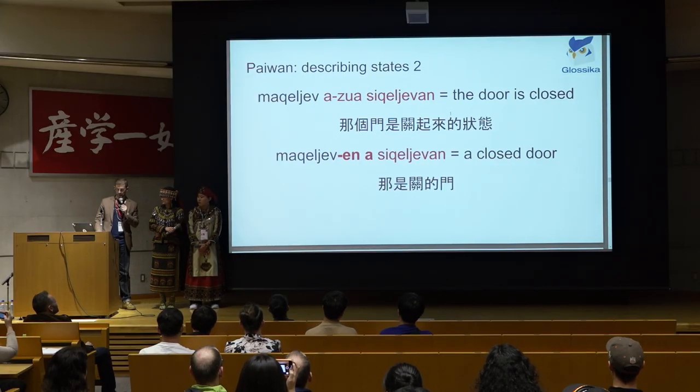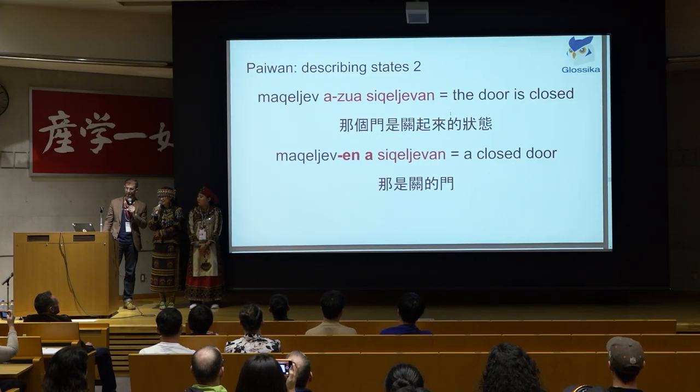So now we're going to describe putting the things together. We're going to add some particles in here. So a connects to the theme. Okay, 那个门是关起来的状态.